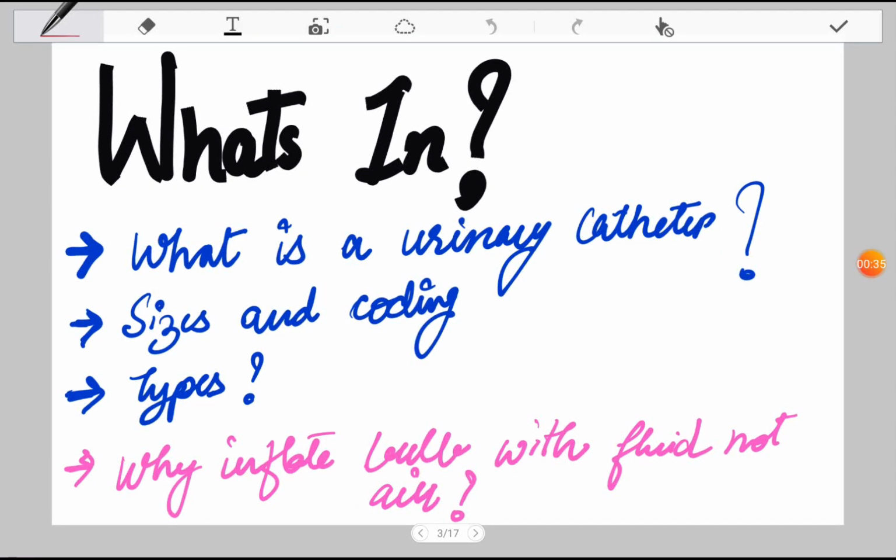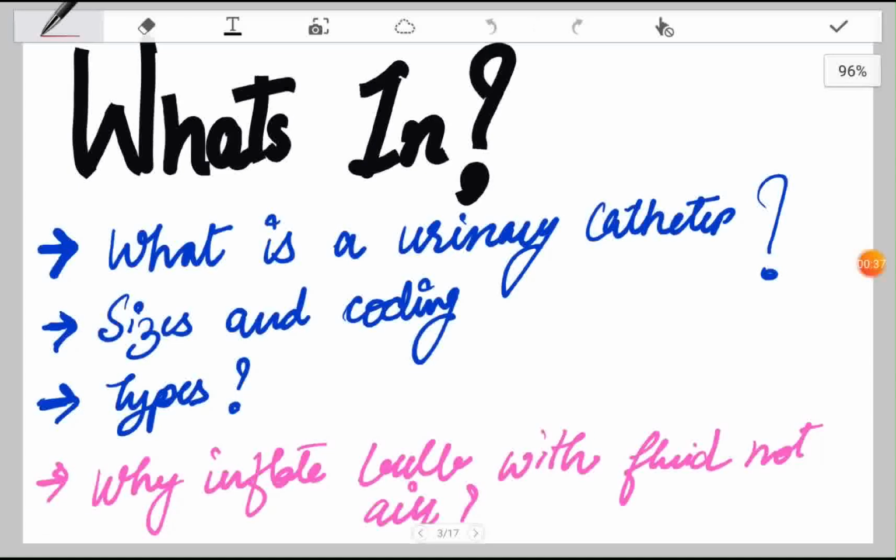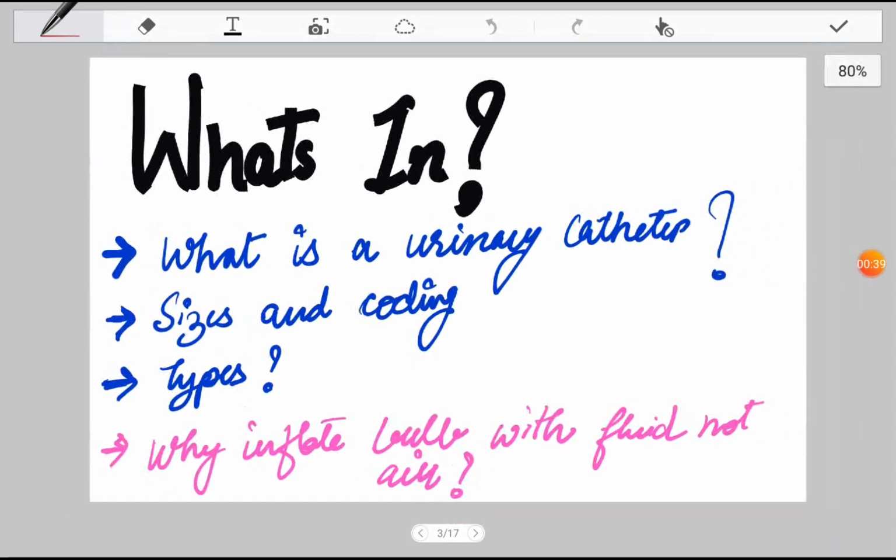Then we'll discuss the various types of catheters which are available and which one is used in which. And then we'll be answering a question, which is why inflate the bulb or the balloon with fluid but not with air. So let's just jump into the topic and get started.